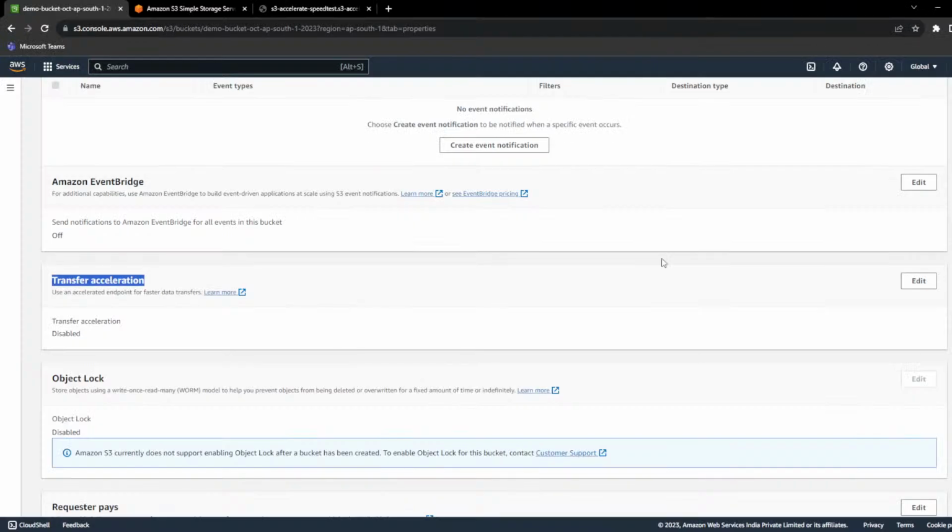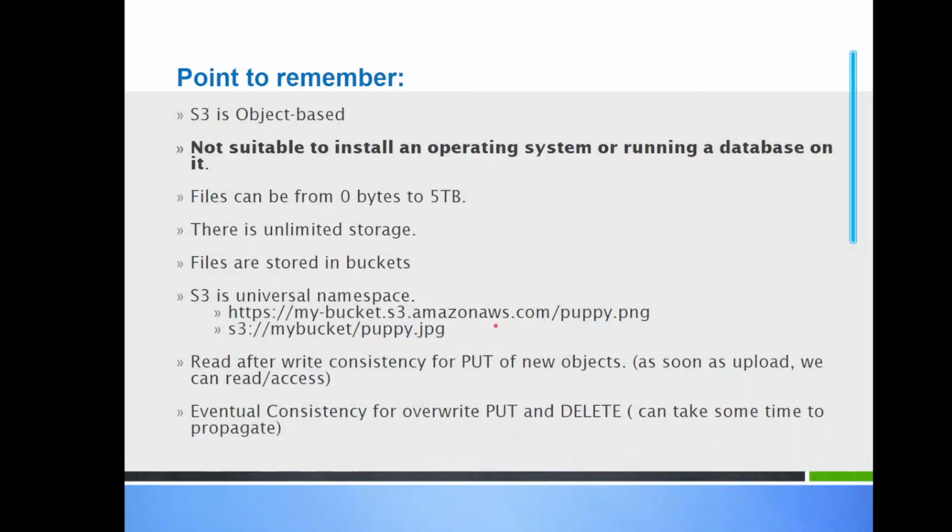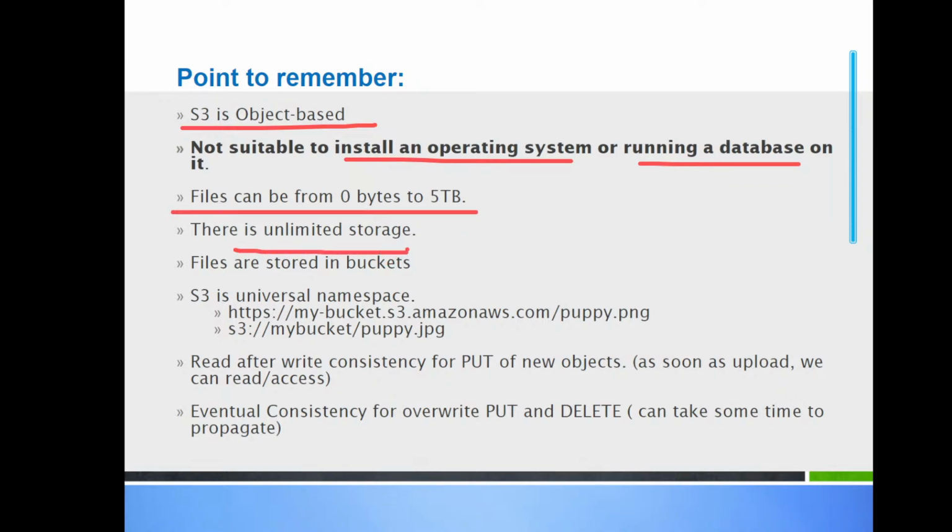Okay, this is all about the basics of S3. So what are the things we have learned till now? S3 is object based. It is not suitable for installing an operating system or running any database. The file size can go from 0 bytes to 5 terabytes for a single file. You can store unlimited amount of data. Files are stored in buckets. We have created one bucket, and we are going to create more buckets over a period of time. The name of the bucket should be unique.